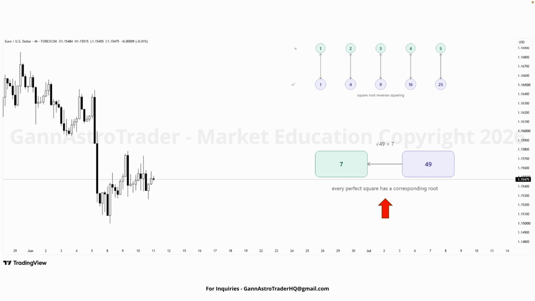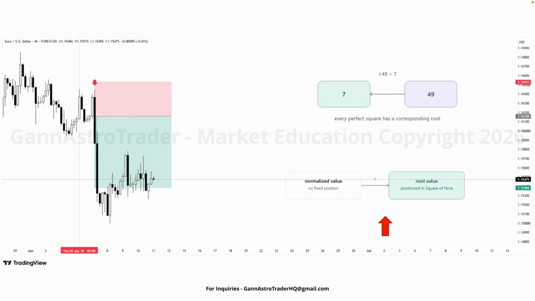The important observation is that every perfect square has a corresponding root. The square of 9 is built around this relationship. Instead of viewing numbers as isolated values, it organizes them according to their square root progression. Now think about our market move. After normalization, we obtain a large numerical value. However, that number has no direct location inside the square of 9. Taking the square root transforms the market measurement into a value that can be used as a reference point within the square of 9 structure.